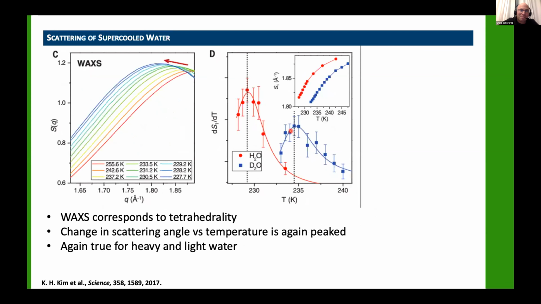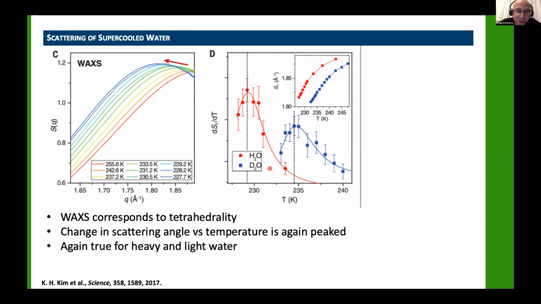All right, then they also look at the wide angle X-ray scattering. This one is a bit less weird in that it at least doesn't turn around. As you go from 255 to 227 Kelvin, the peaks do get closer together. They show this by plotting the derivative of what they're calling S of I, which is the top of the peak, versus the derivative of the temperature. And again, at about the same temperatures, 228 Kelvin for H2O and 234 Kelvin for D2O, you again see something turn around. And again, this is not consistent with that previous paper.